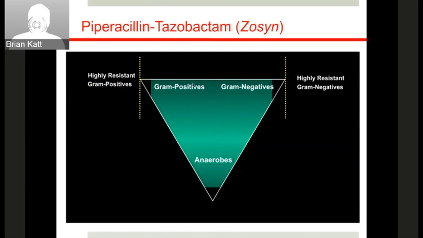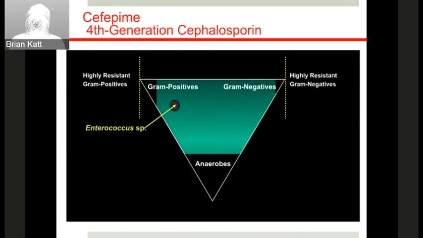So Zosyn, or piperacillin-tazobactam, is a drug that we use pretty frequently. You can see how this has a little bit more coverage for gram-positives, more coverage for gram-negatives, and great anaerobic coverage, but once again, it is somewhat lacking in highly resistant gram-positive organisms and highly resistant gram-negative organisms.